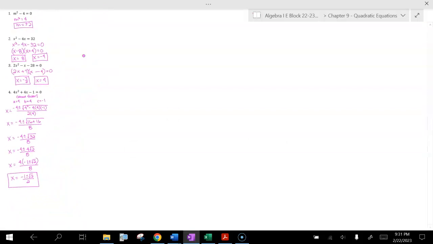You see that we had to use the square root property. You could have factored both number 2 and number 3. Number 4 cannot be factored. I wouldn't complete the square because we haven't talked about how to complete the square with a leading coefficient other than 1. So my only choice here was to use the quadratic formula to solve this.